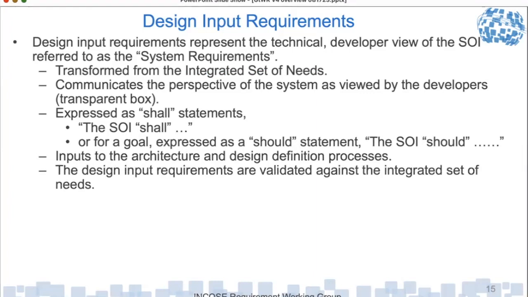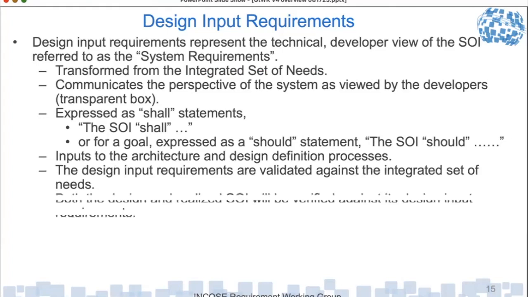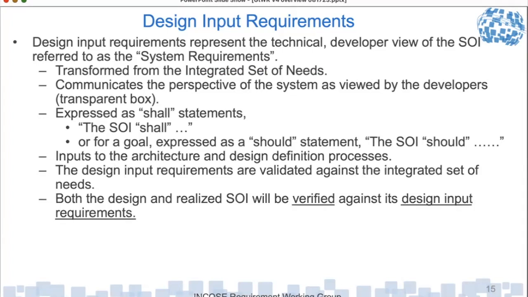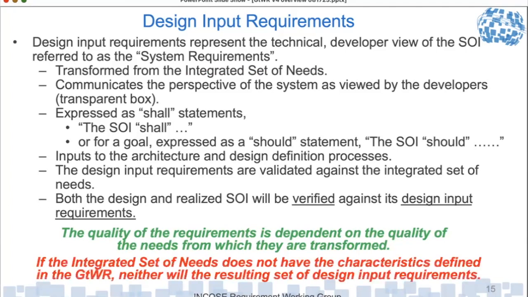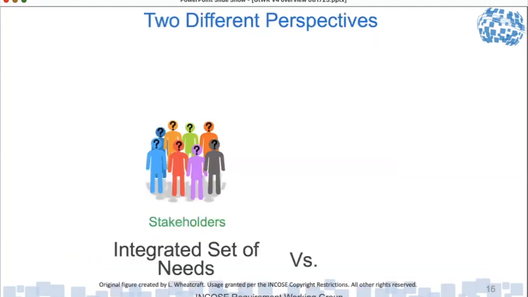The design input requirements are validated against the integrated set of needs, and both the design and realized system of interest is going to be verified against the design input requirements. And the quality of your requirements is dependent on the quality of the needs from which they're transformed. If the needs aren't complete, if they're inconsistent, if they're not correct, if they're not feasible, then any requirements transformed from that set of needs are probably going to have that same set of defects. So if the integrated set of needs doesn't have those characteristics, you're going to have problems.